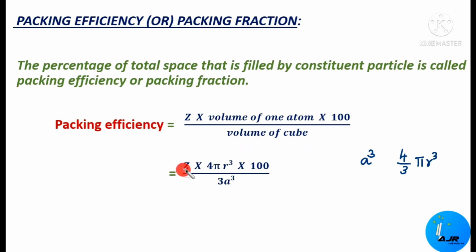Then what is Z? It is the total number of particles present in a unit cell, whether it is SCC, BCC or FCC. I have already explained how to calculate the total number of particles in a unit cell in my previous video. I am giving the link in my description box, so you can have a glance at it if you want.